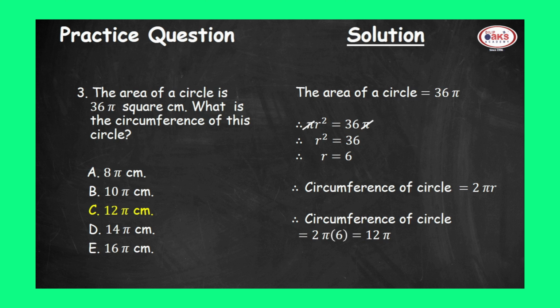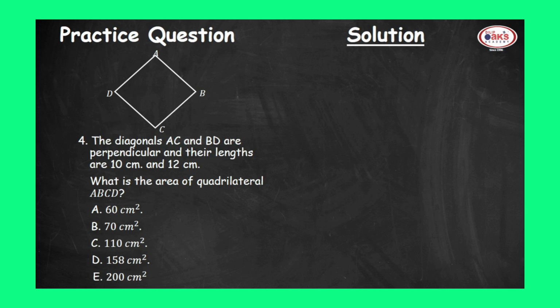Let us move on to the next question, where a quadrilateral ABCD is shown, and it is explicitly given that diagonals AC and BD are perpendicular and their lengths are 10 centimeters and 12 centimeters.